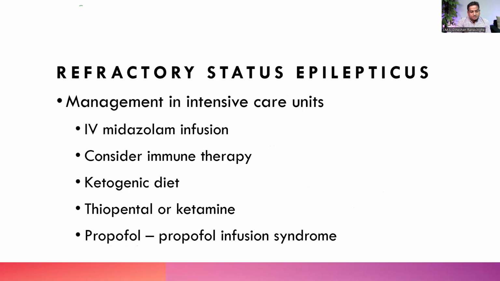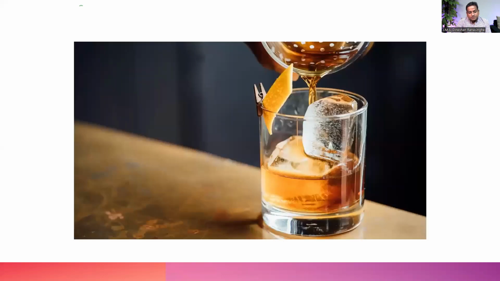These are just a few things that I think I've prepared for another lecture. So if the seizure does not settle even in the ICU, you need to think about the ketogenic diet. You need to think about immune therapy, which is IVIG and IV methylprednisolone. So those are things for somebody who wants to do postgraduate studies. So refractory status epilepticus, treatment and management. So I think we have come to the end of the lecture.